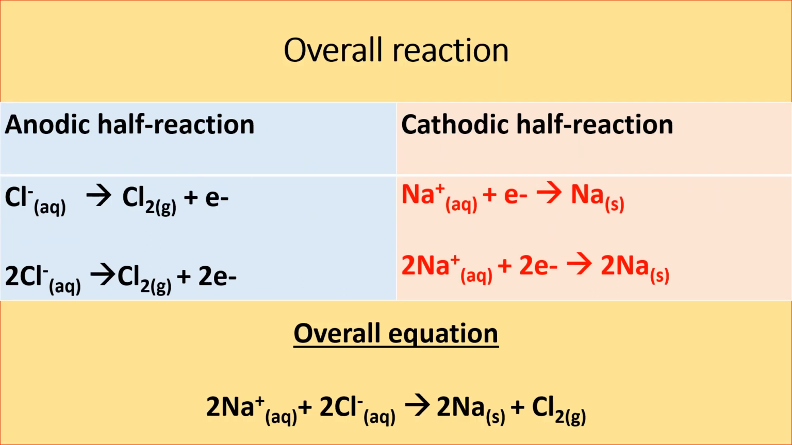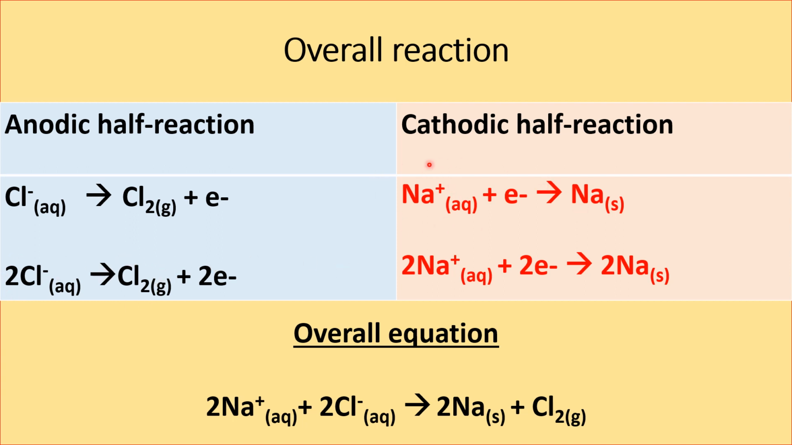The overall equation for the reaction at the anode and at the cathode in the electrolysis of molten sodium chloride. Chloride ion is discharged. It loses one electron to liberate chlorine gas, but the equation is not balanced. We have two chlorine atoms on the product side, one chlorine at the reactant side. What I need to do is to put 2 in front of Cl minus. So I have 2 Cl minus losing 2 electrons to liberate chlorine gas. So 2 chlorine atoms, the equation is balanced.